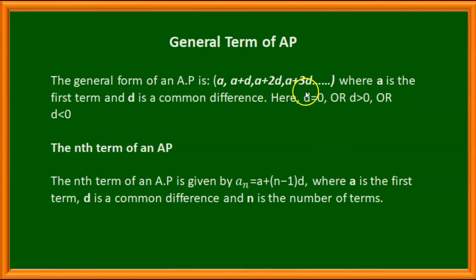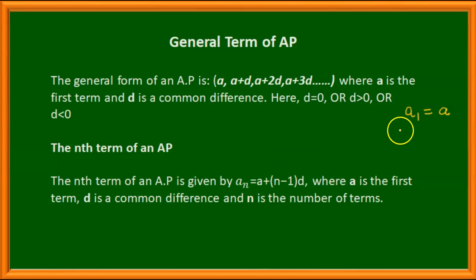Yeah, we can say here d may be 0, may be more than 0 or less than 0. Now, what do you mean by the nth term of an AP? So how will you get the nth term of an AP? If there is only one term, I am writing here one term, that means a1, the first term. There is only one term, you will get a only.